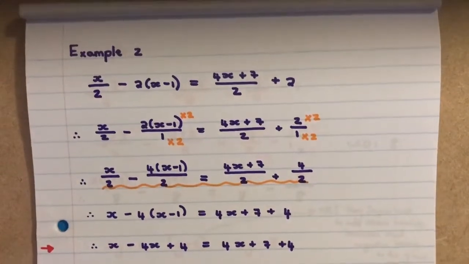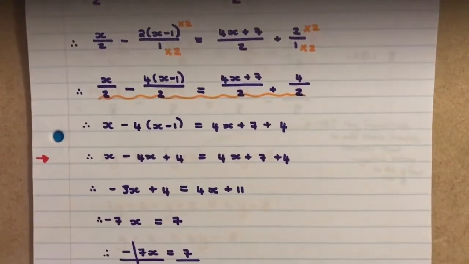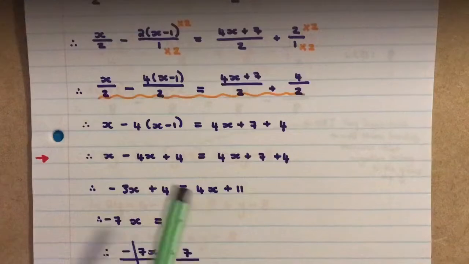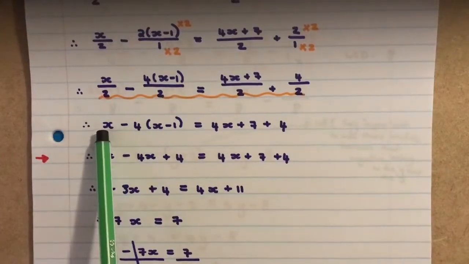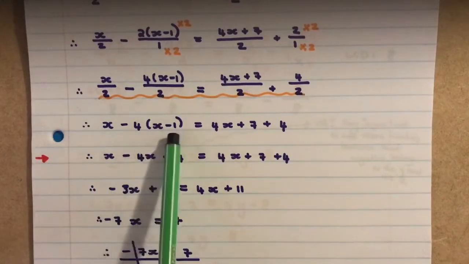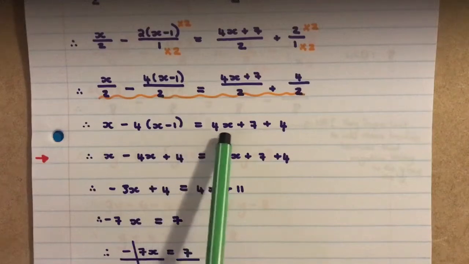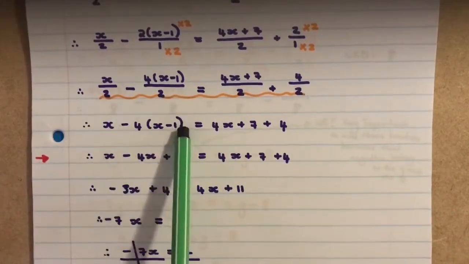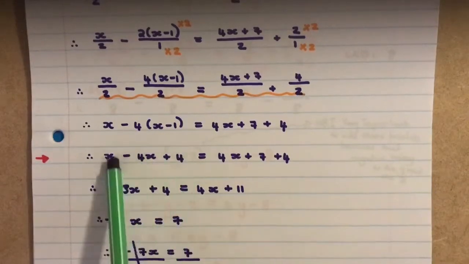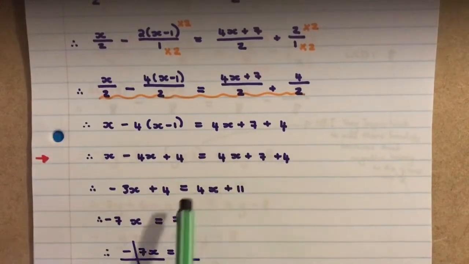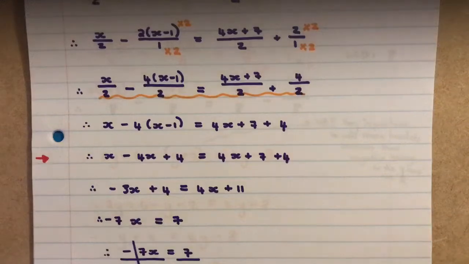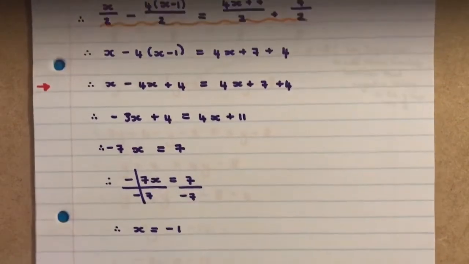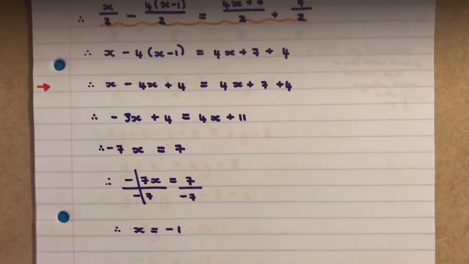Okay, then you've got all your denominators the same. You're going to drop it like it's hot. And what are you left with? x minus 4, bracket x minus 1, close bracket, is equal to 4x plus 7 plus 4. Distribute that. Simplify that side. Simplify this side. And then you find your answer is x is equal to negative 1.